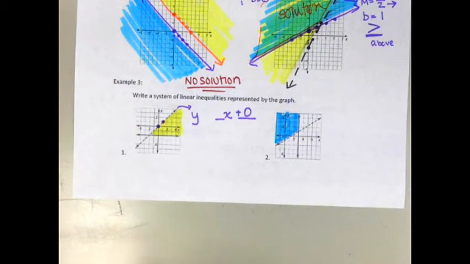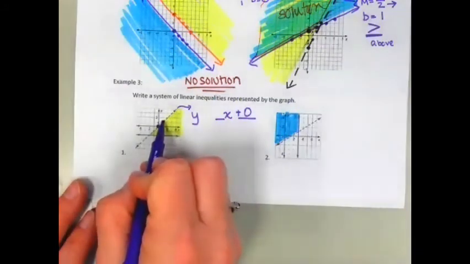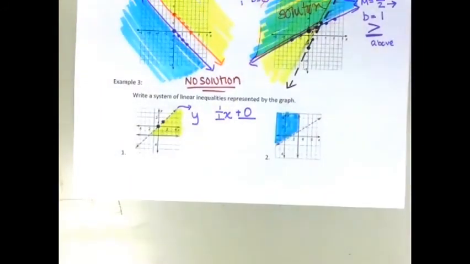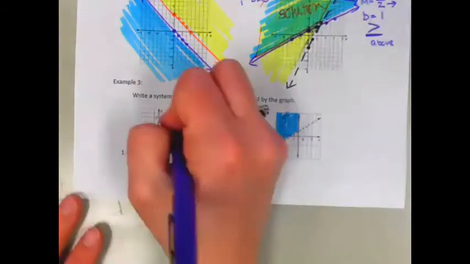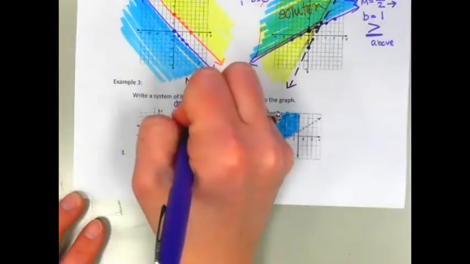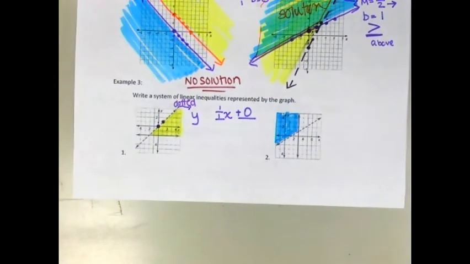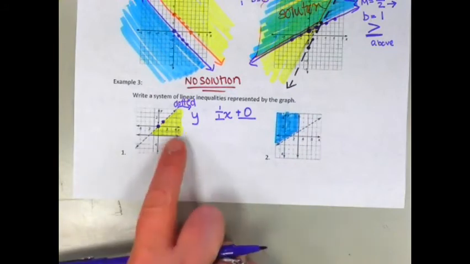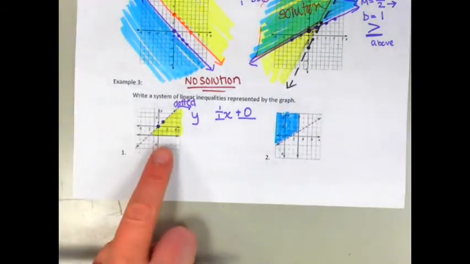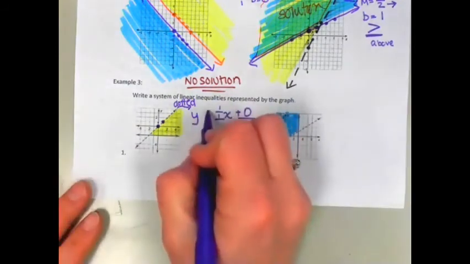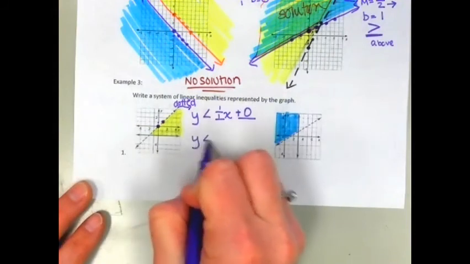How much do I rise? 1, and I run 1. So I have 1/1, right? Which I'll simplify here in a second. Now, is this dotted or solid line? This is a dotted line. So will I include the equal to? No. So it's just going to be a less than or a greater than symbol. And is this yellow shaded above or below my line? It's below. So would that be a greater than or a less than? Less than. So this simplified would be y is less than x. You guys okay with that?